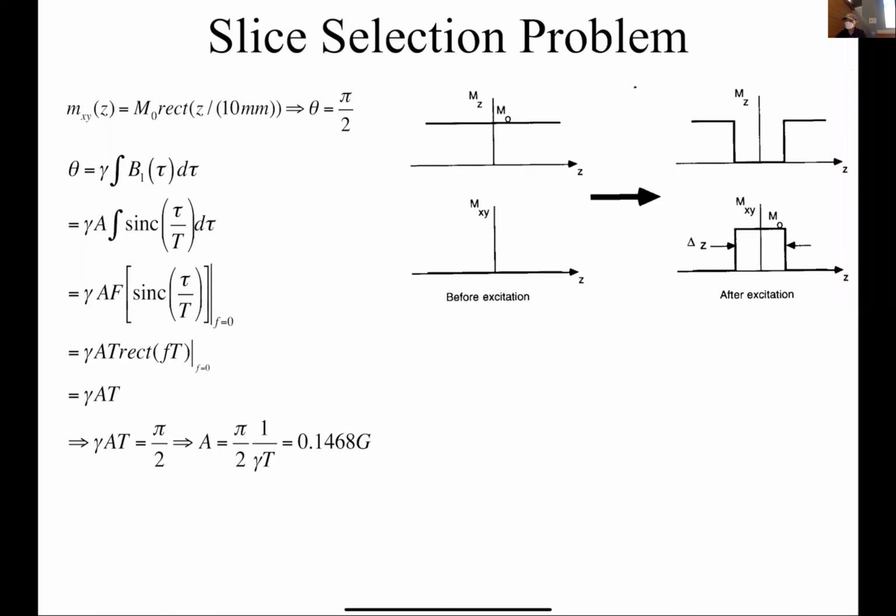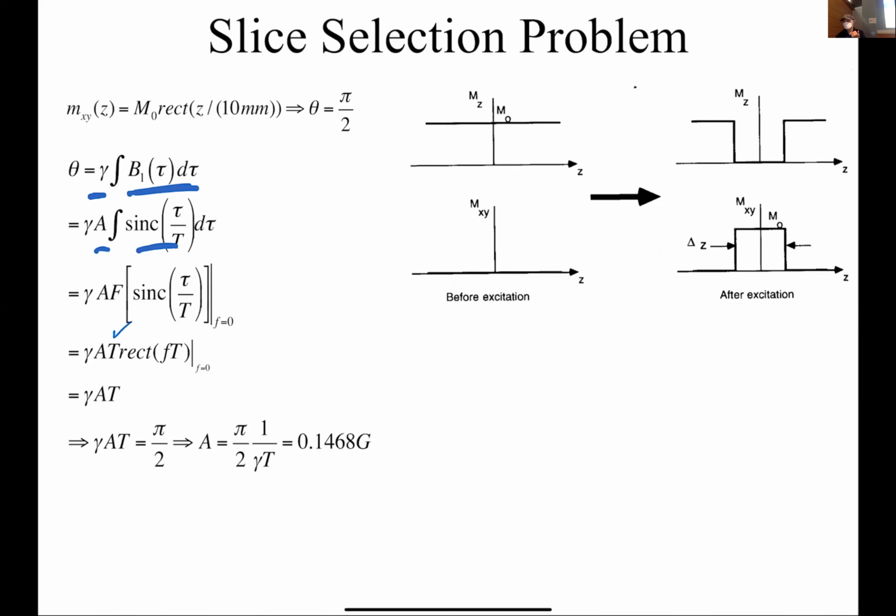And so here, once again, we remember that theta is just equal to gamma times the area under my pulse. And that just means my pulse is A times sinc(t), so it's just gamma times A times the area of the sinc. But remember, we don't want to have to integrate the sinc pulse, right? So we can go back to the Fourier transform and say, well, the area of a function is just its Fourier transform evaluated at f equals 0. So we can do that. And it turns out that that is just T, okay?